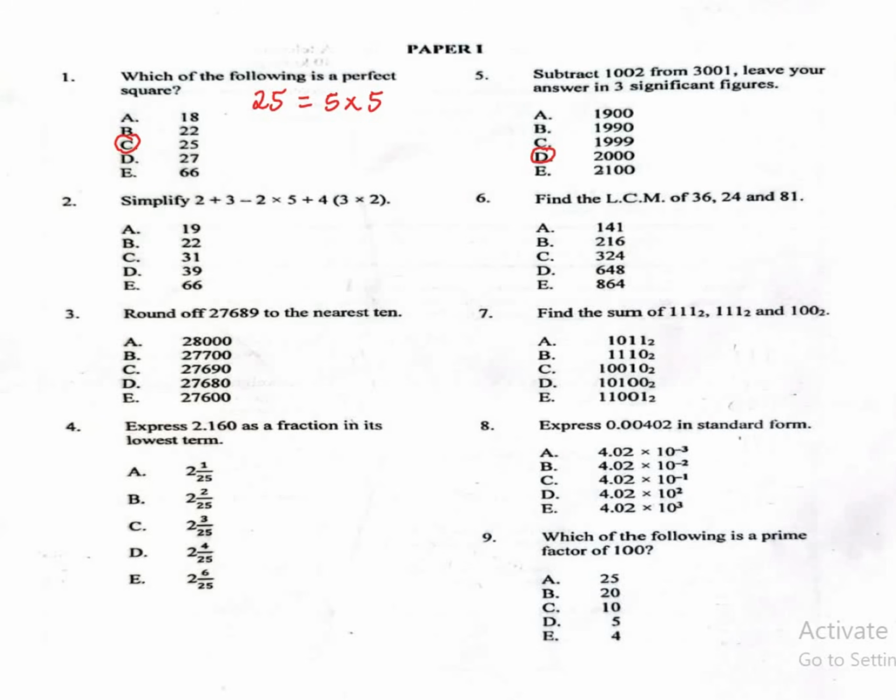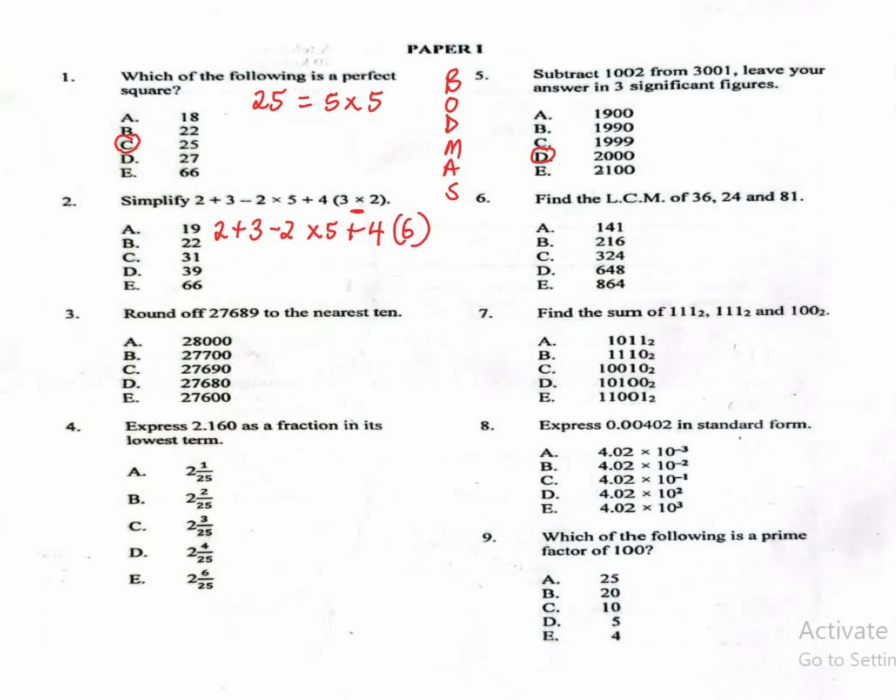Question number 2, simplify 2 plus 3 minus 2 times 5 plus 4 bracket 3 times 2. In all you do, you must use board maths. Let me write it for you. It's a must. So we start with the bracket here. So we have 2 plus 3 minus 2 times 5 plus 4. The bracket 3 times 2 is 6.